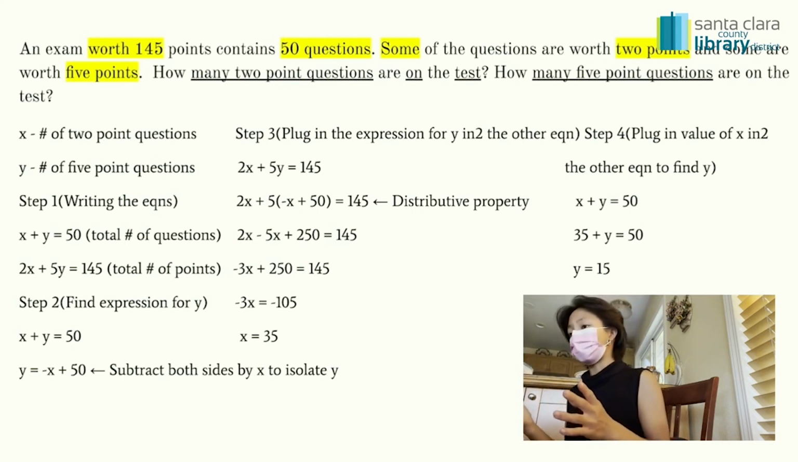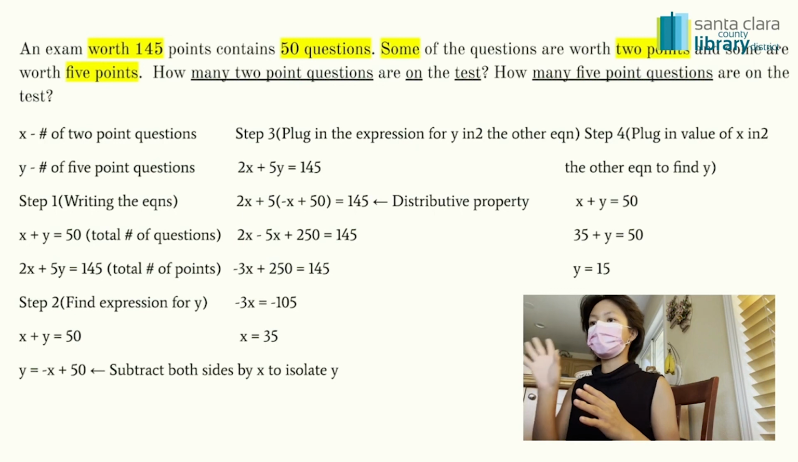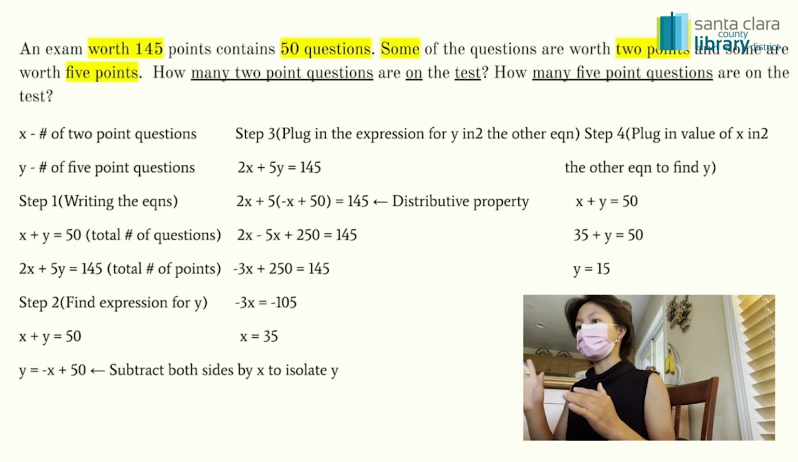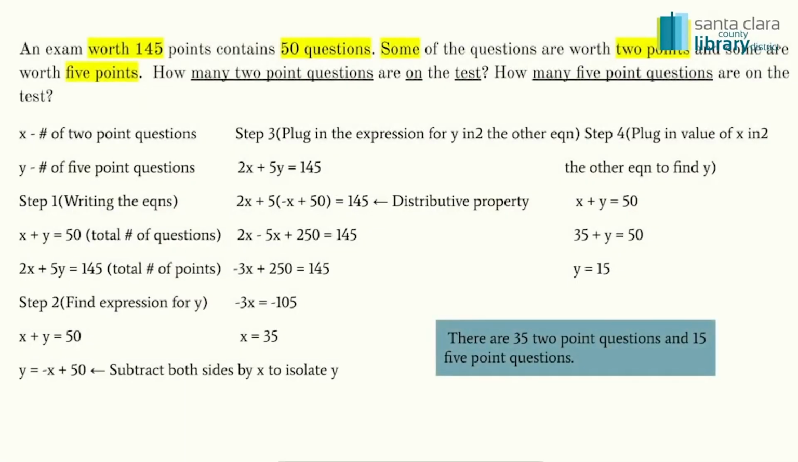Now that we have the value of x, we can plug it into the other equation to solve for y. x plus y equals 50. The value of x, which is 35, plus y equals 50. Subtract both sides by 35 to isolate y, and we get y equals 15. And going back to the question, that means that there are 35 2-point questions and 15 5-point questions.